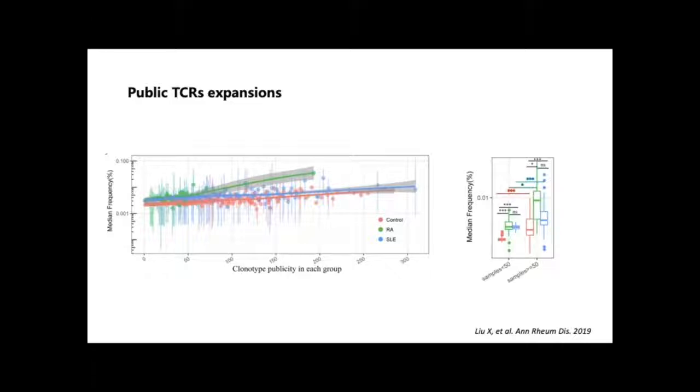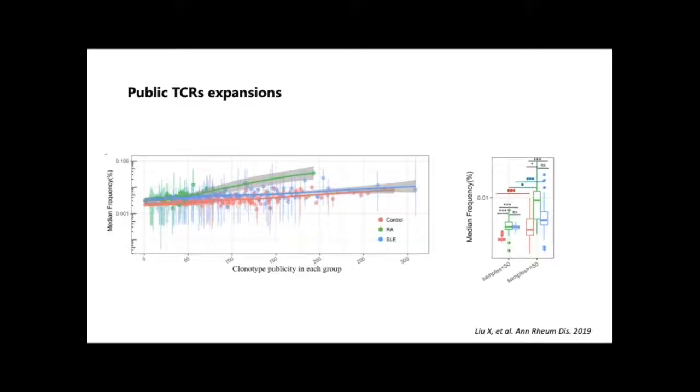We can see RA is significantly higher. In this plot, RA is significantly higher than the healthy control and SLE. SLE is higher too, but it's not that obvious. So we can see the public clones in autoimmune disease have a clonal expansion, and the higher the publicity, the higher the clonal expansion. But this clonal expansion is maybe not that obvious compared with other infectious diseases. But of course, there's a clonal expansion.